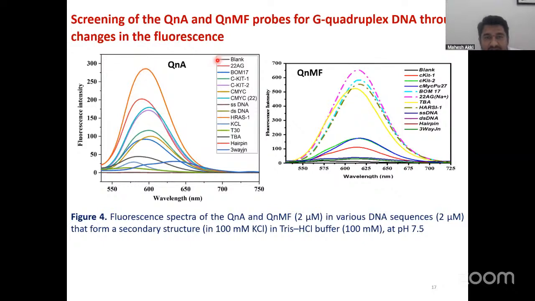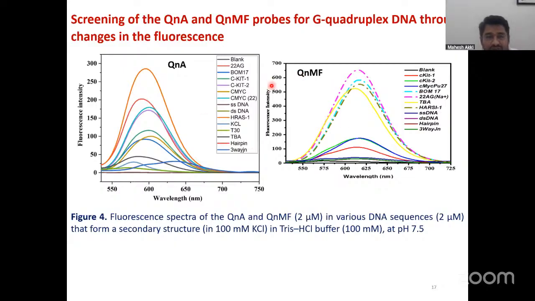Here we have taken a blank reading of the molecule, without any G4. It is almost very low; the fluorescence intensity was very low. As we took readings for different G4s, we can see the graphs for their respective G quadruplexes. Here we can see that QNA shows the highest enhancement in fluorescence in the presence of antiparallel HRAS1 G quadruplex, and it also showed enhancement with antiparallel 22AG G quadruplex.